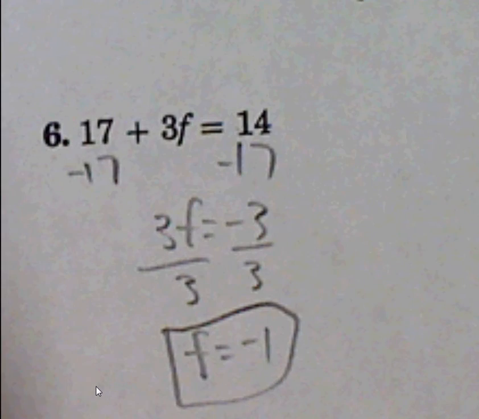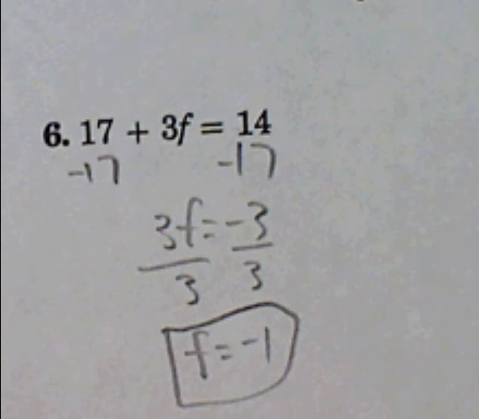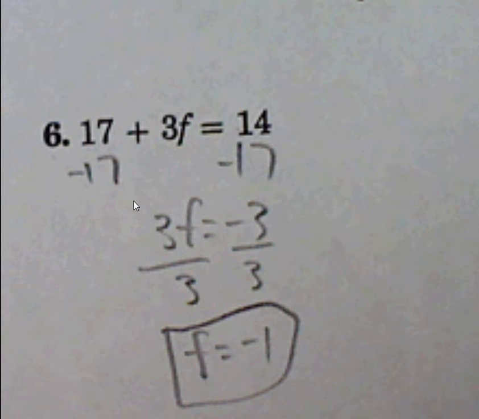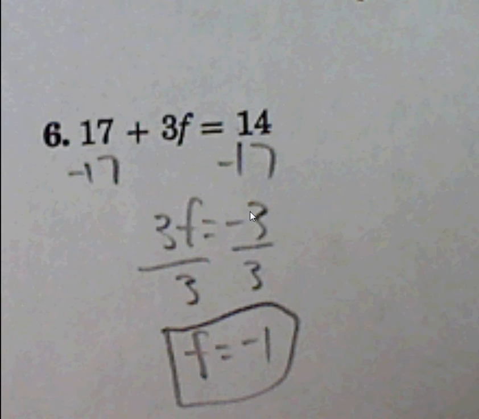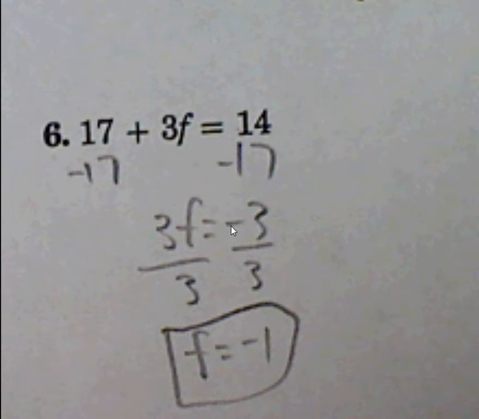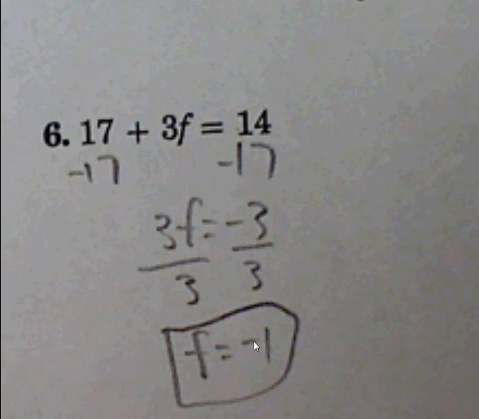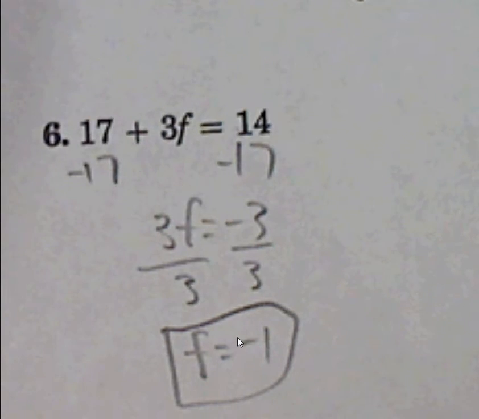Then we get to solving equations. On number 6, I got rid of the constant, minus 17. 14 minus 17 is negative 3. So then I have divide by 3. Negative 3 divided by 3 is negative 1. Number 12.